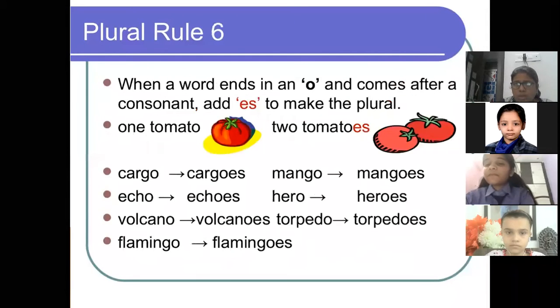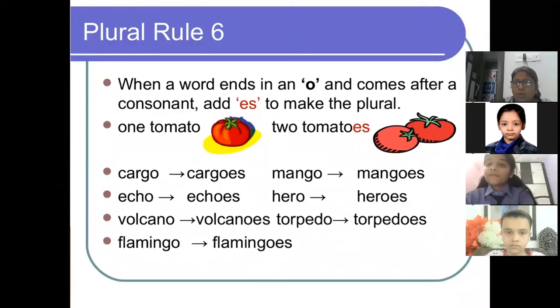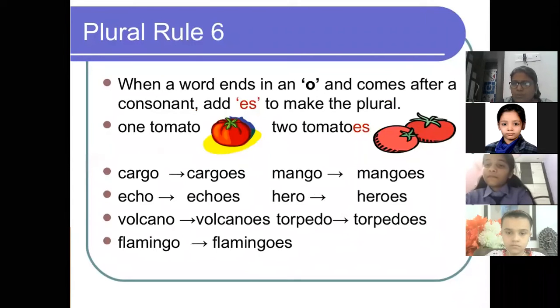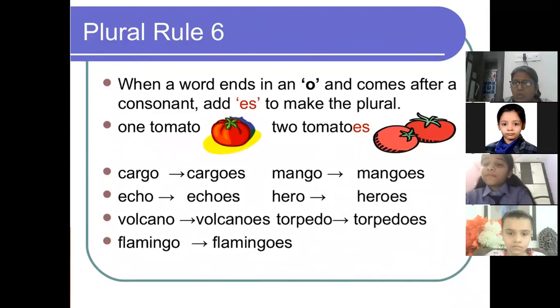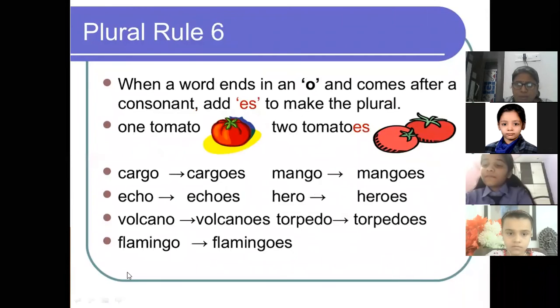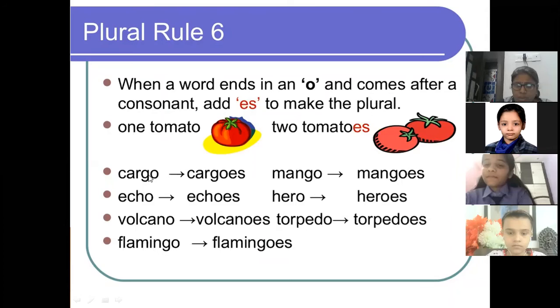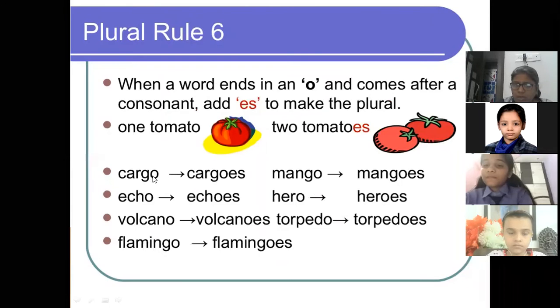Next rule is saying that when a word ends in an O and comes after a consonant, we simply add ES to make the plural. Like here it is. This is a consonant, and this is a vowel, but only we are talking about O. So when a word is ending with O and before it there is a consonant, we just add ES to it and it becomes plural.